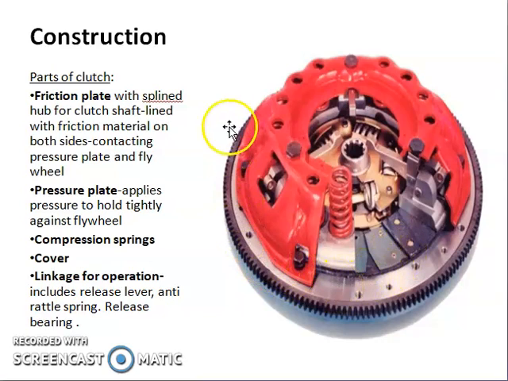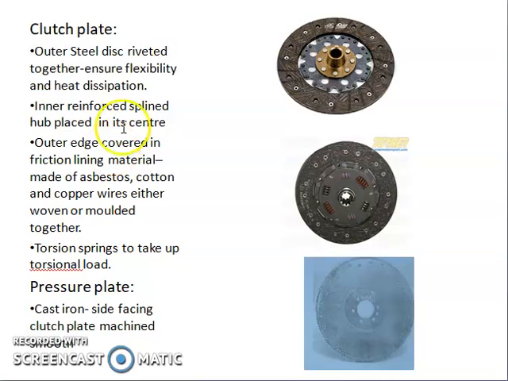So you can see the entire thing is a single unit. The flywheel and the clutch assembly together with the cover form a single unit. And then you have the various linkages for operation, including release levers, anti-rattle springs, release bearings, etc. So let us discuss the clutch plate. You can see the clutch plate is a round disc.